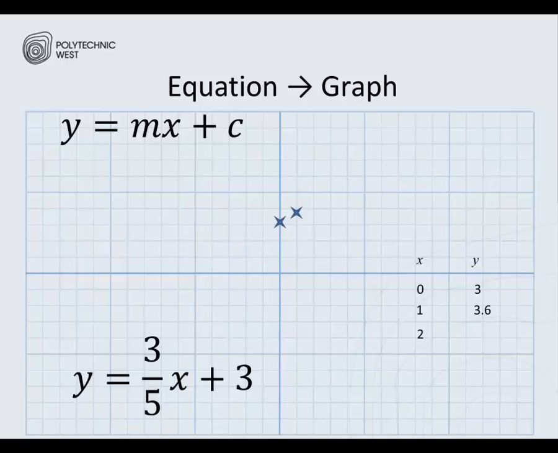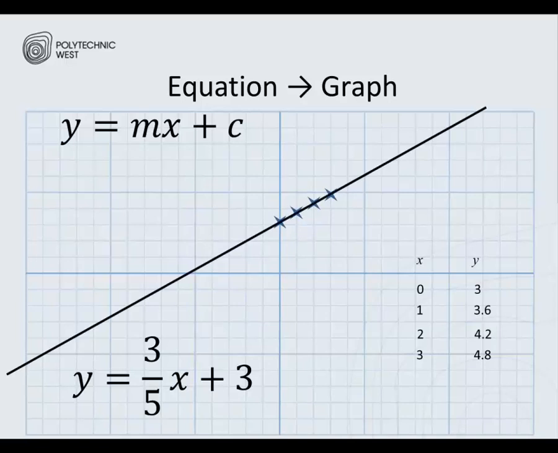Plot that. X equals 2, and I get 4.2. I'll plot that. X equals 3, and I get 4.8, and I'll plot that. Now I can just draw a line through those points. In actual fact, I only really needed 2 points. I just did the rest just for completion, really.